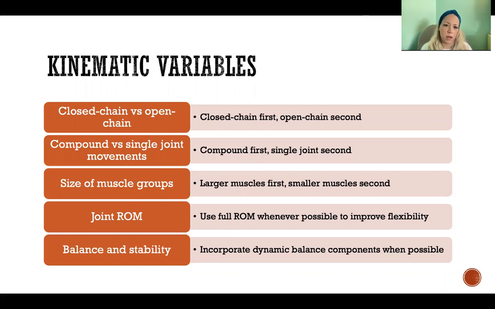So that might mean pull-ups first as closed chain, and then bicep curls to finish off bicep. So the pull up or chin up would be closed chain, and then a bicep curl would be open chain. Then compound or single joint movements. So compound meaning multiple joints in that movement. So like squats, leg press, push-ups, pull downs, all those sorts of things. So multiple joints, that would be a compound exercise.